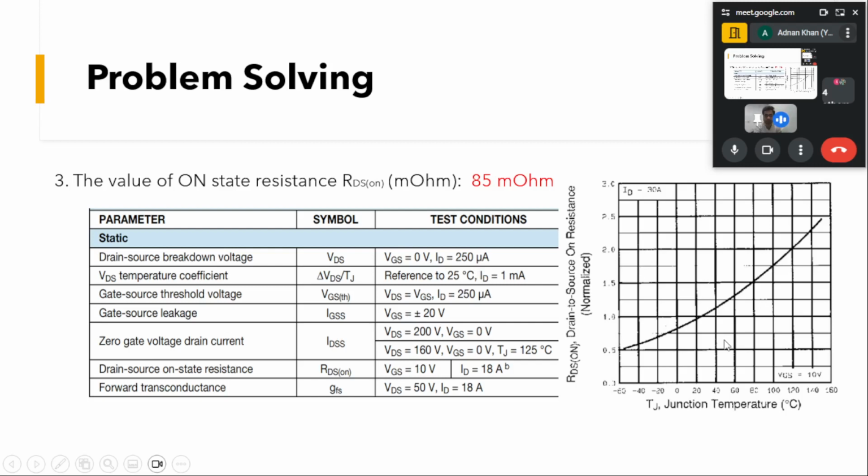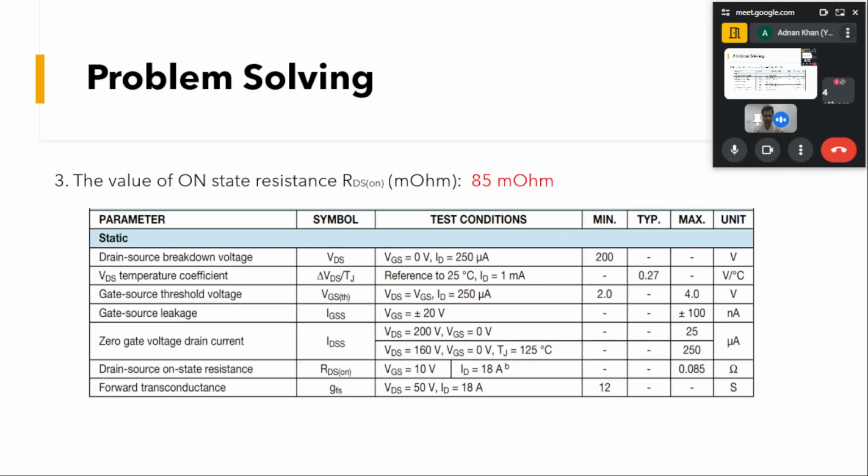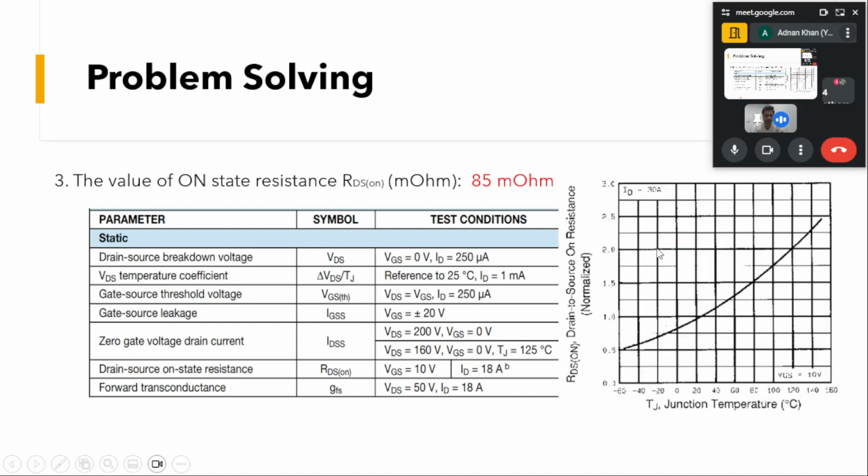So if the junction temperature is high, then our RDS on will change, and for that purpose, our power loss across the device will change. As I told you, this RDS on is not constant and it may vary, and due to the variation in the RDS on, the losses may vary as well.